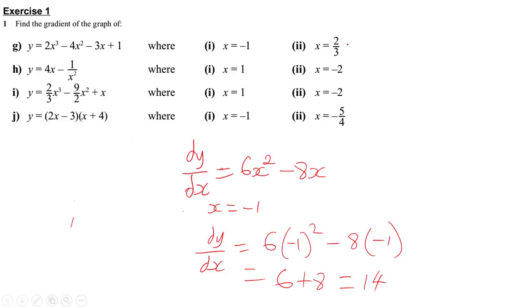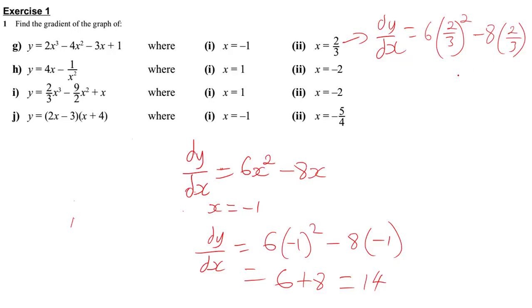If I pick this other value here, then dy dx is going to be equal to 6 times x squared. So 6 times x squared, x is 2/3, squaring that, minus 8 times x, so it's 2/3. Okay. Now simplifying that, first you go to times this by itself. So I've got 6 times 4/9, because 2 times 2 at the top is 4, 3 times 3 is 9.